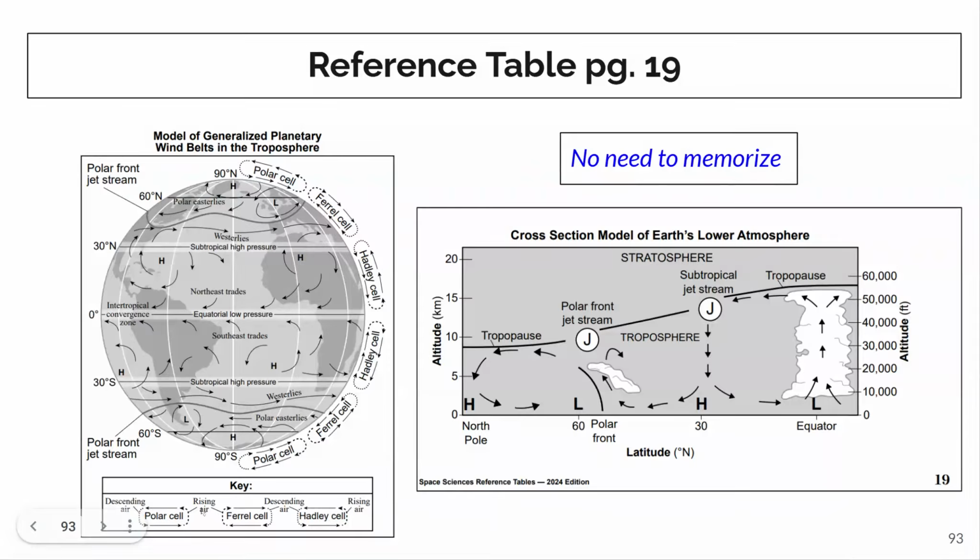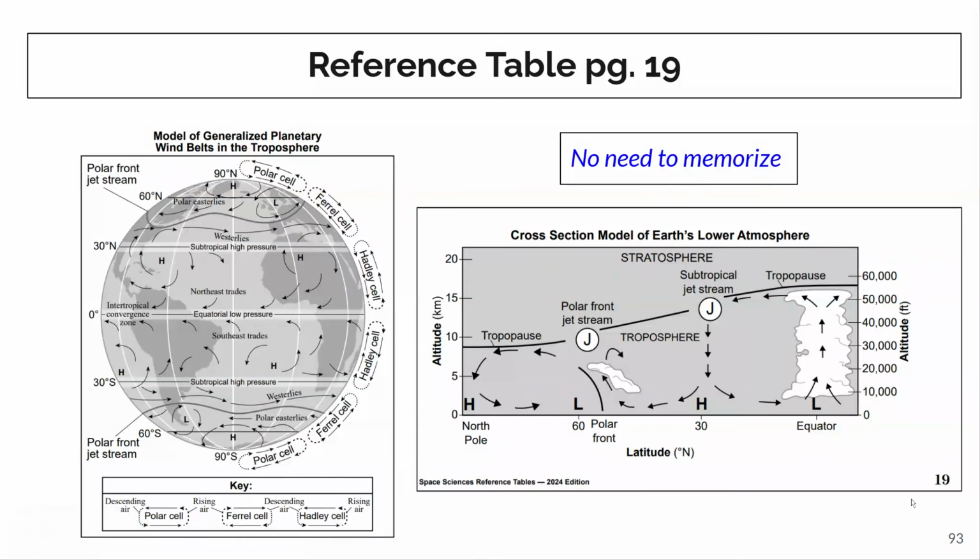We can see it's also showing us where the air is rising and sinking. So between the polar and Ferrel cell, the air is rising. Between the Ferrel and Hadley cell is actually descending air. And then it's rising again between the Hadley cells and so on. So pay attention to where it's rising and sinking.